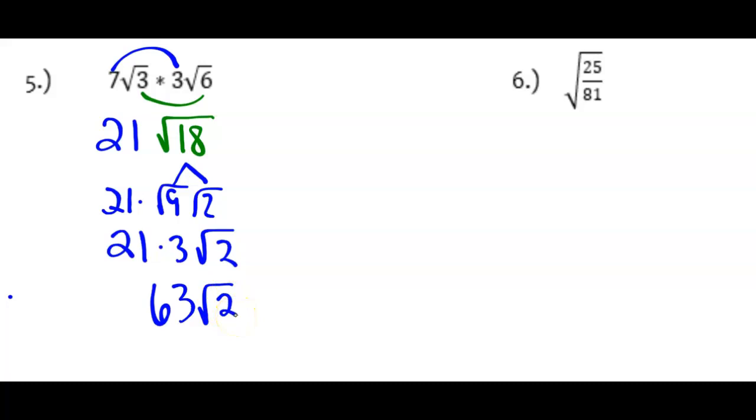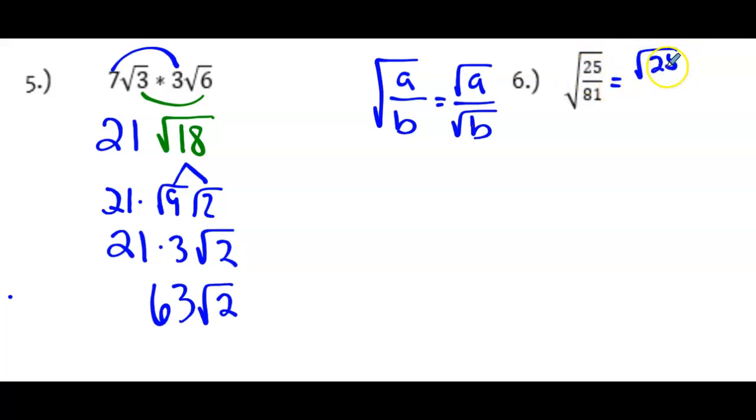Fantastic. This one's a little bit tricky. We learned a rule that if I had a over b all under a root, it was exactly the same thing as the square root of a divided by the square root of b. I could split those out. This rule looks a lot like this. Could I split these out? Would it make it easier? I sure could. The square root of 25 over the square root of 81. What's the square root of 25? Well, it's 5. What's the square root of 81? It's 9. So that's my answer.